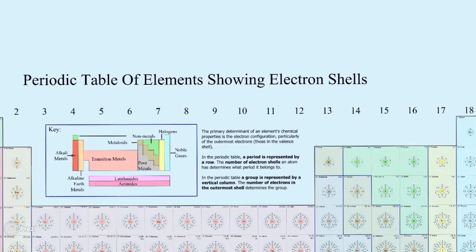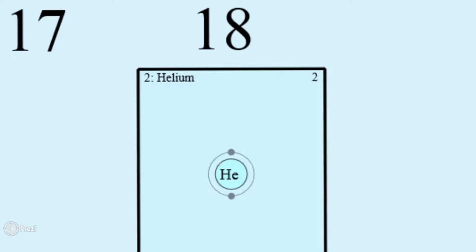If we jump over to helium, we can see helium's atomic number is 2. So in helium's nucleus, we would find 2 protons. However, in the outer shell, we see there are 2 electrons, these grey dots here and here.